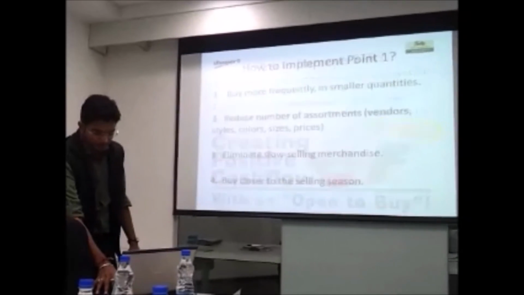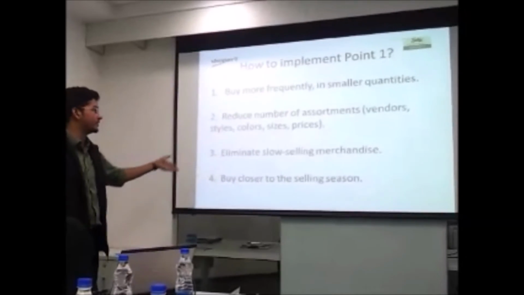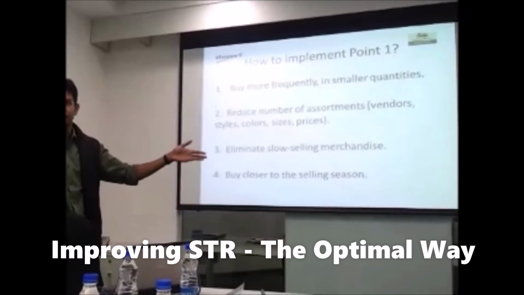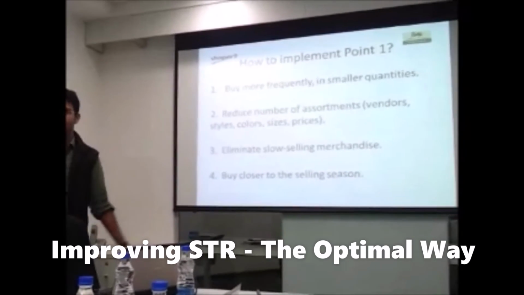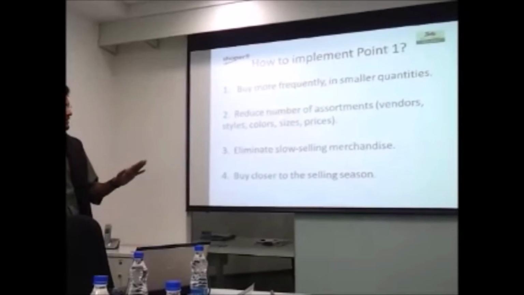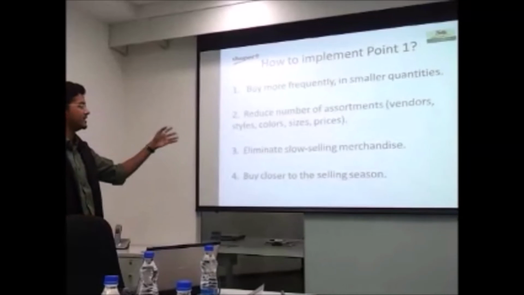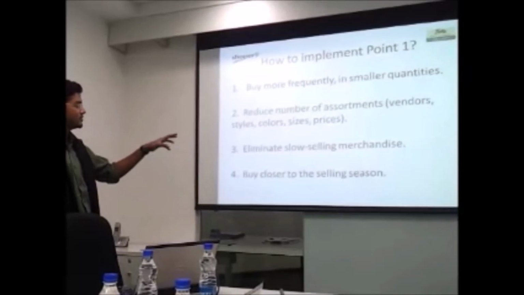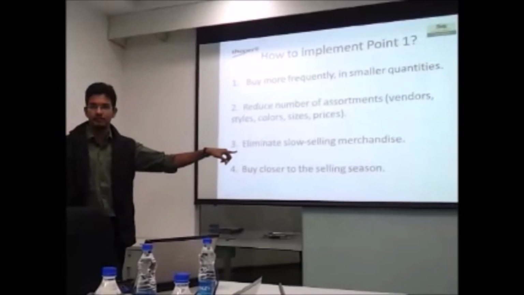So now how to implement point number 1, which was in green in the previous slide. Buy more frequently, but buy in smaller quantities. That will take care of your average inventory stock value. Reduce the number of assortments. That is, you classify your stock on various things like vendors, styles, colors, sizes, prices. So try to keep it as less complicated as possible. Eliminate slow selling merchandise, definitely, and buy closer to the selling season.